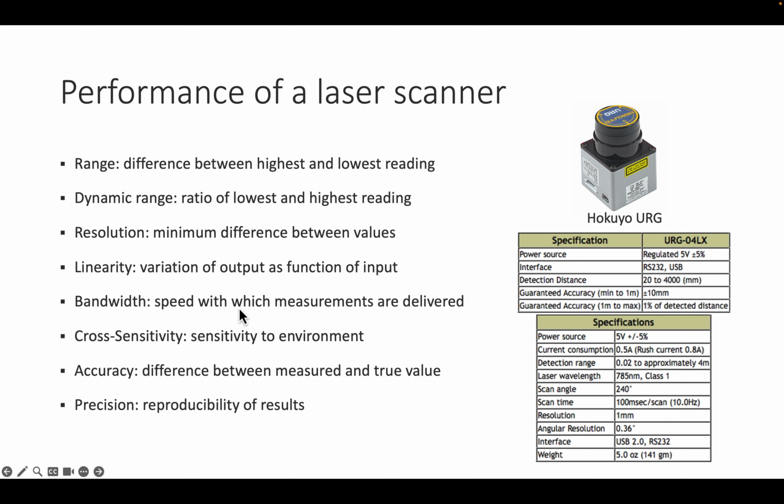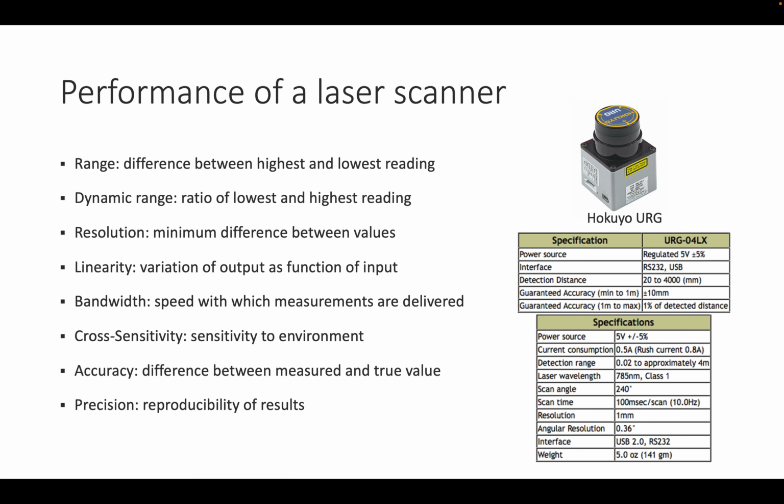The bandwidth is the speed with which measurements are delivered. It's called scan time here. It provides measurements at 10 Hertz, or 10 times a second. This sensor provides an entire sweep. Cross sensitivity is the sensitivity to the environment. It is not given here, but it might explain what laser wavelength we are getting. So we can see that if we send something with 785 nanometers onto that sensor, then the sensor is probably being confused.